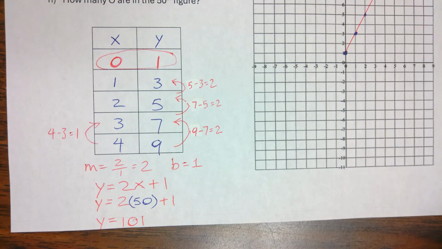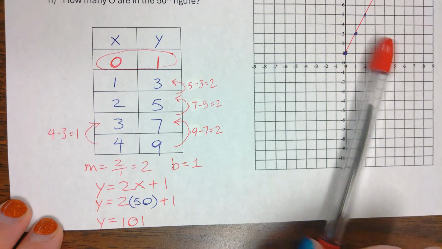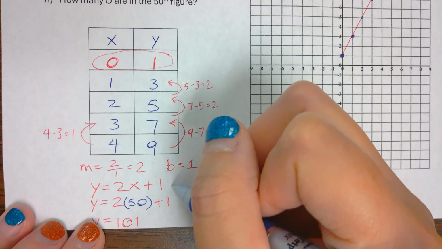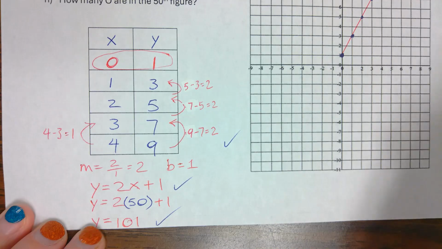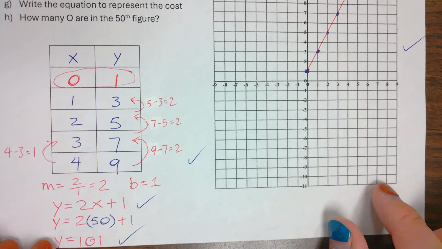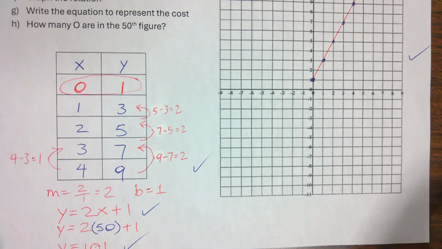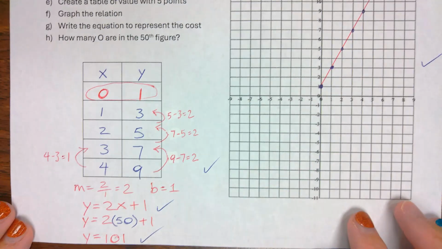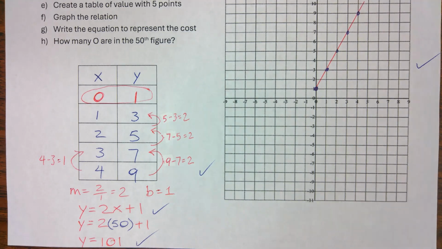Okay. So if you were to grade yourself on this, let's say 1 mark for the table, 1 mark for the equation, 1 mark for getting 101, and 1 mark for the graph. So how many of you got at least 3 out of 4? 4 out of 4? Okay, awesome. Okay, good. Oh, I want to go over one more thing with you.